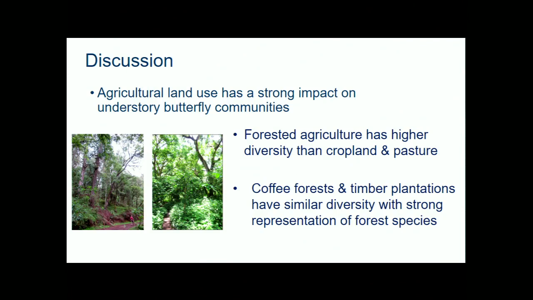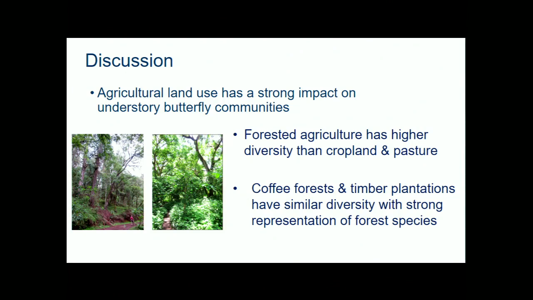So to summarise, this study shows that agricultural land use is really having a very strong impact on the understory butterfly community in this biodiversity hotspot. It also shows that forested agriculture, such as timber plantations and coffee forests, are a lot more beneficial to forest butterflies than more intensive forms of agriculture, such as croplands and open woodlands. But the really interesting thing that we weren't expecting in this study was that there didn't really seem to be a difference between those intensive timber plantations and those really traditional coffee agroforests.